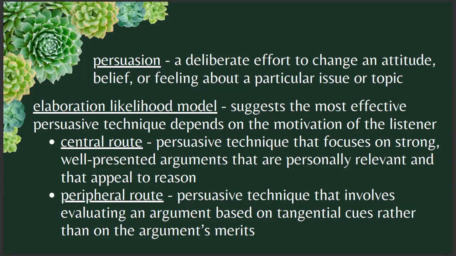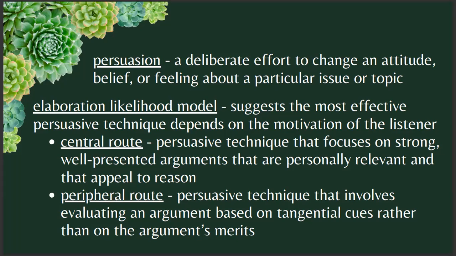Then we have the peripheral route of persuasion. This is the persuasive technique that involves evaluating an argument based on tangential cues rather than on the argument's merits. So that could be the attractiveness of the person giving the persuasive message. Maybe it's a beautiful woman or a very handsome man. Maybe that person speaks with a lot of certainty, so it sounds good. Maybe it's a short and concise message, so your brain's not searching through all this information, and it's just like, okay, yep, that sounds good to me.